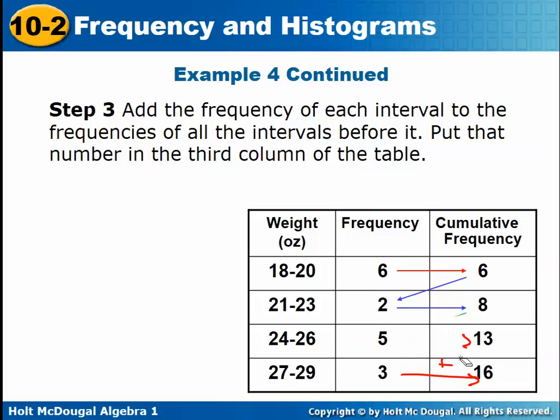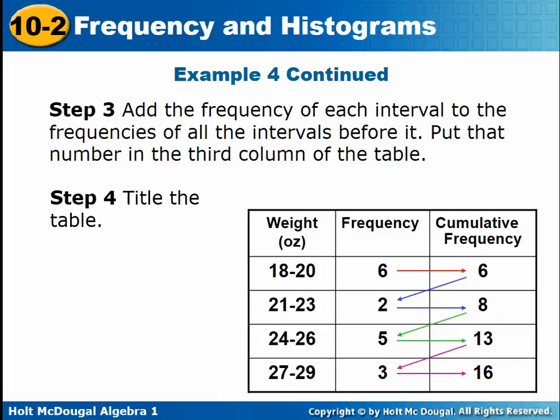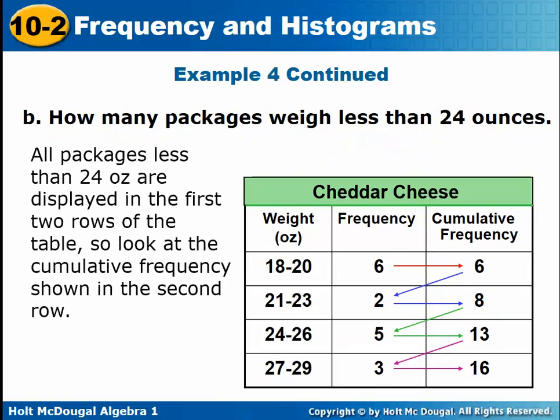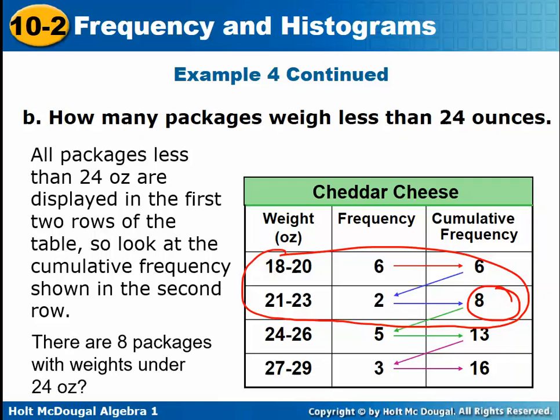And theirs looks a little bit nicer. So you take the cumulative frequency plus what your next interval frequency is, add it, and keep going. Put a title on, and that's it. Then you can answer questions about this, like how many packages weigh less than 24 ounces? And you could say, well, all of them, because, oh, here, right here, these are the ones less than 24. And then you can real quickly say there's 8 that are less than 24 ounces, rather than having to add them up.